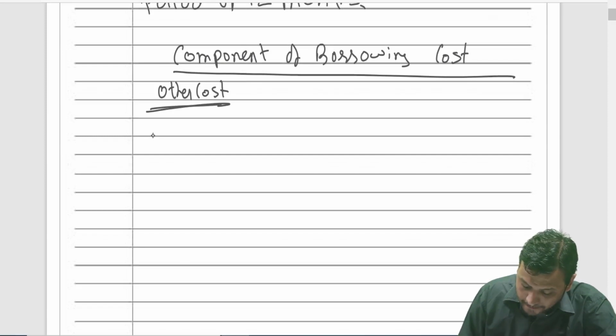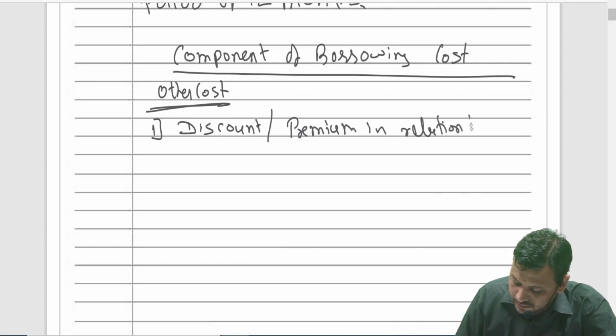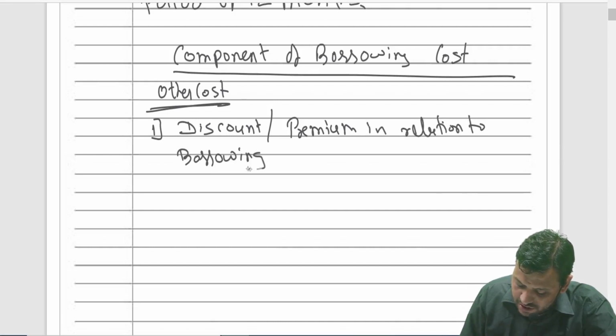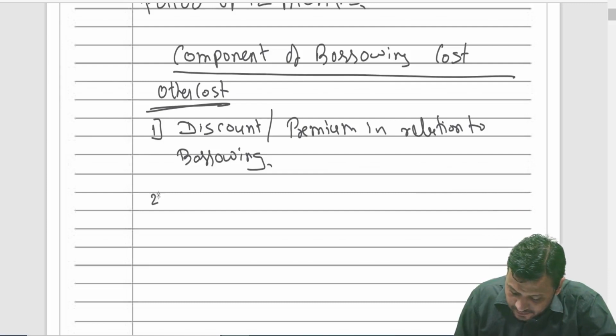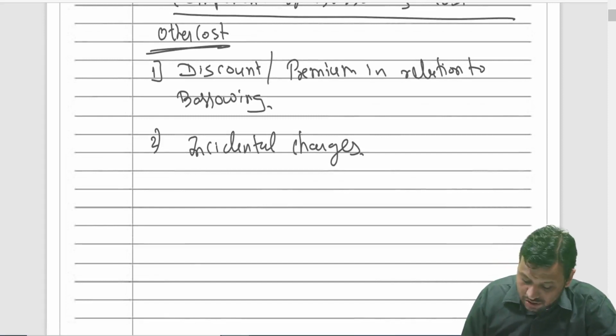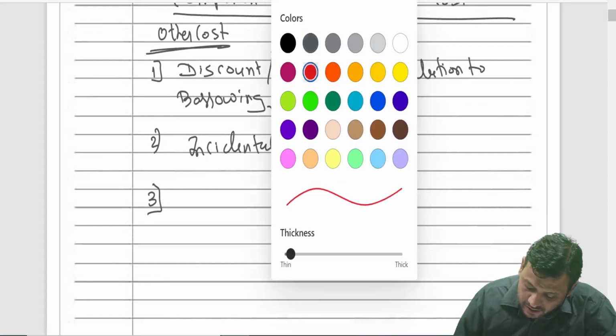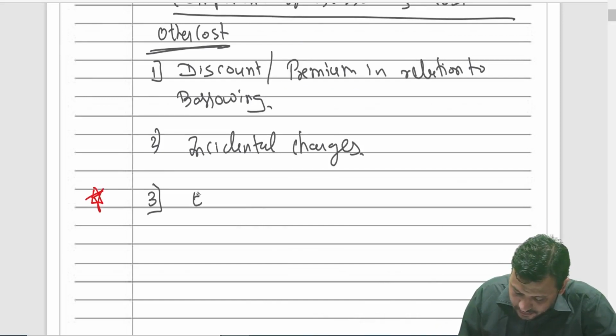So those other costs, this is what we have to define. Nothing but discount or premium in relation to borrowing. Means we have issued debentures which are issued at discount, or the debentures will be redeemed at premium. So this discount or premium in relation to borrowing is there. Incidental charges like processing fees, stamp duty, commission given to some person. This is also part of my other cost. The last and very, very important, because this is where the confusion comes. So not last, there are two more, but I'm just revising, so I'm just going for some important of them, and that is exchange rate fluctuations.